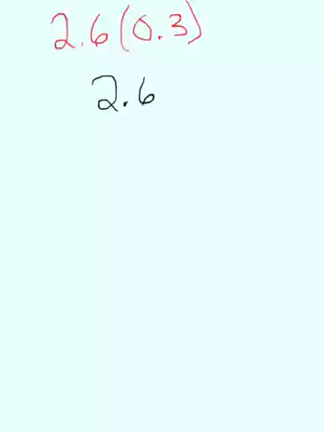Let's do another one. 2.6 times 0.3. I wrote it differently, but what does that still show? Multiplication. This one, it just so happened that the decimals lined up, right? It won't always happen, but it's okay if it does.